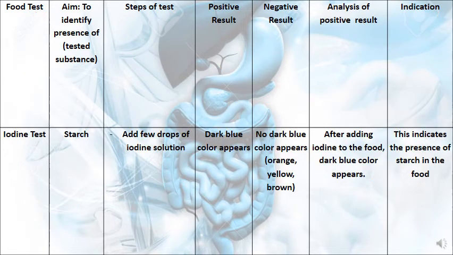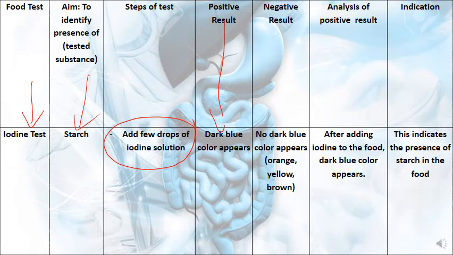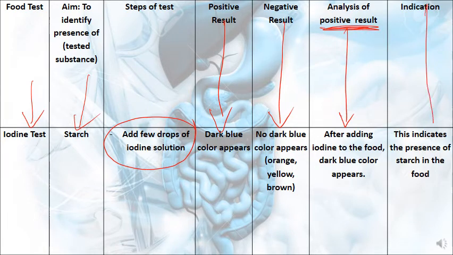Moving now to the next test, iodine test is done to identify the presence of starch. What are the steps? Add few drops of iodine solution in a test tube that contains the food to be tested. Positive result, dark blue color will appear. Negative, no dark blue color. The color will be orange, yellow, or brown. Either orange or brown color. So analysis, after adding iodine to the food, dark blue color appears. This is analysis only of the positive. Okay? So this indicates the presence of starch in the food.